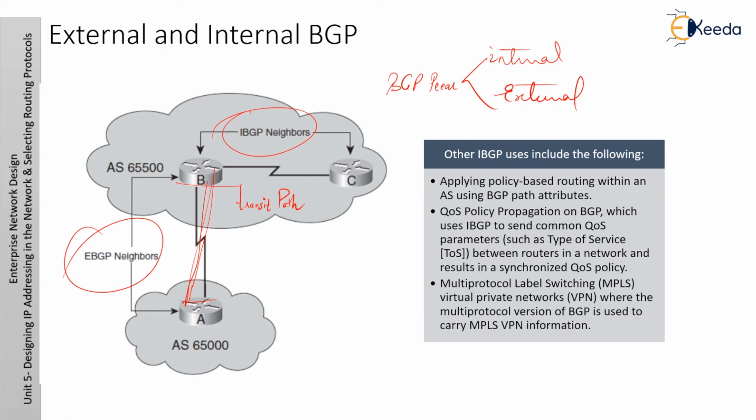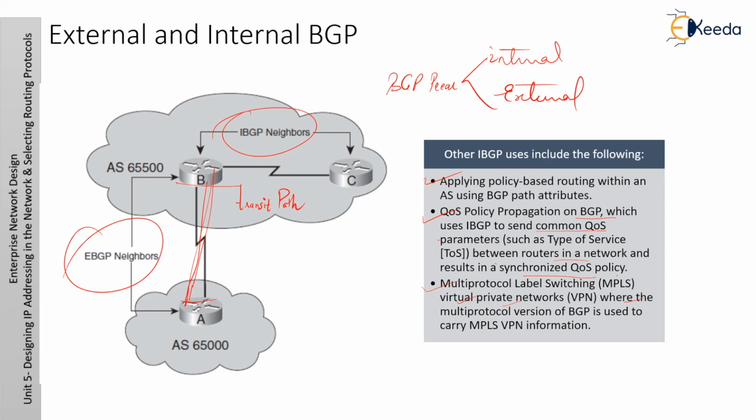should be prevented. Other BGP uses include applying policy-based routing within an autonomous system using BGP path attributes, and quality of service policy propagation on BGP, which uses IBGP to send common quality of service parameters such as type of service between routers in the network and results in synchronized quality of service policy. Multiprotocol Label Switching virtual private networks, where the multiprotocol version of BGP is used to carry MPLS VPN information. So these are the uses.